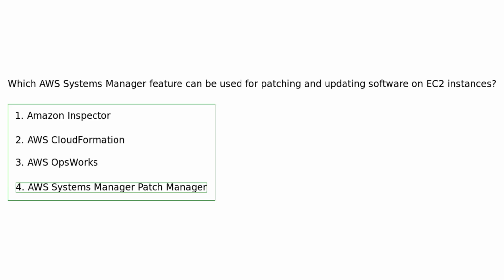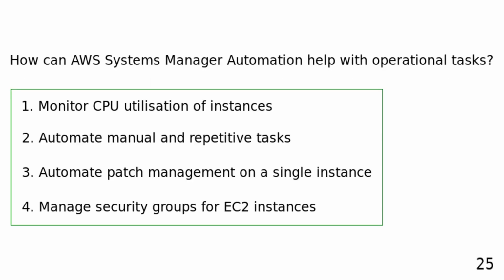AWS Systems Manager Patch Manager is used for managing software patches and updates on EC2 instances, ensuring they are up to date and secure. How can AWS Systems Manager Automation help with operational tasks? Monitor CPU utilization of instances. Automate manual and repetitive tasks. Automate patch management on a single instance. Manage security groups for EC2 instances.